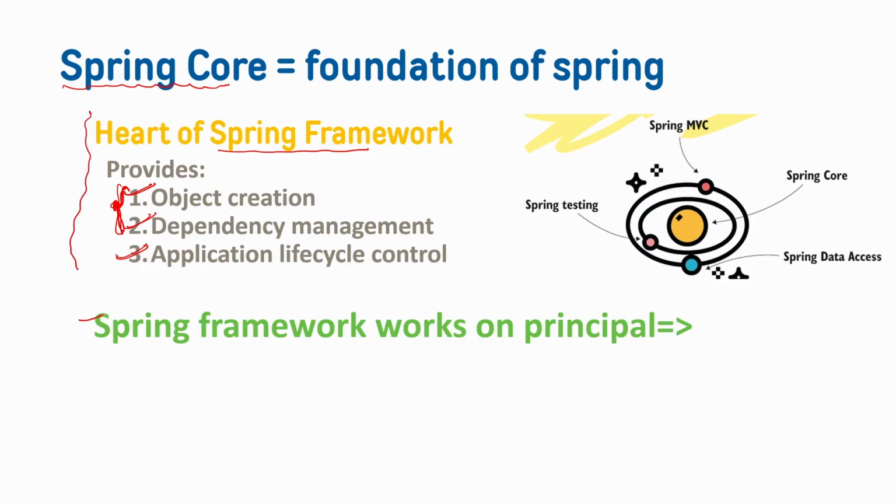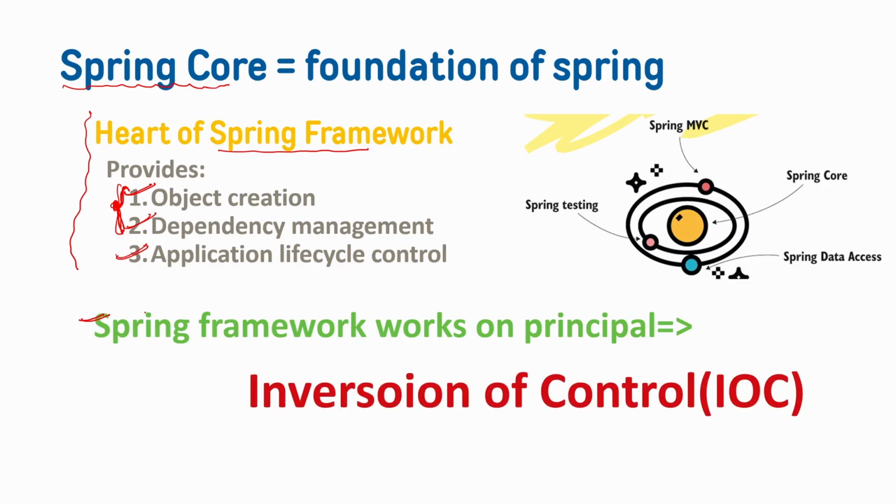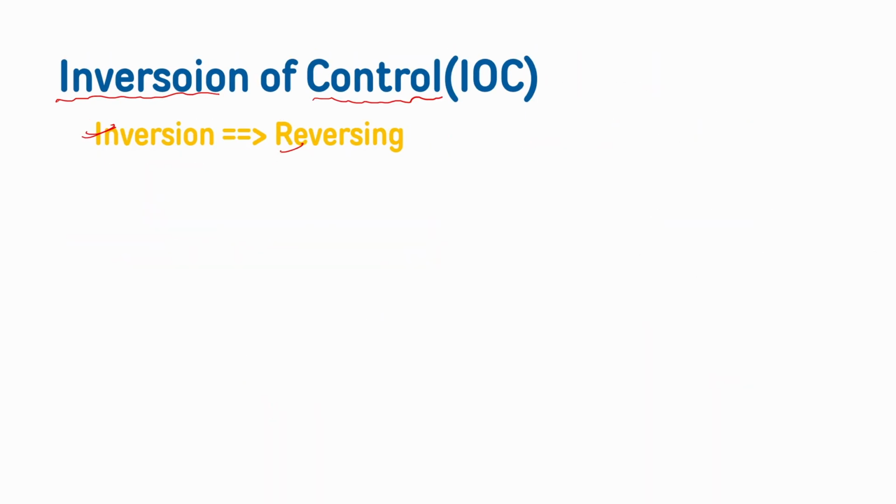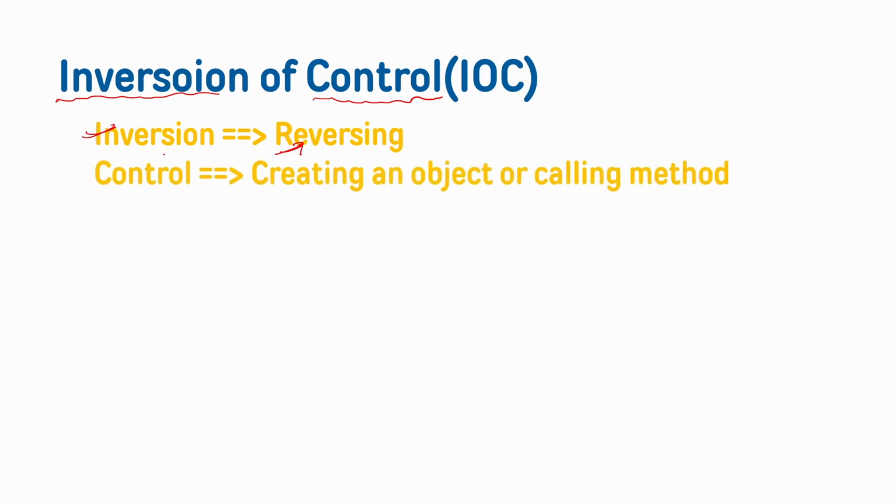Now, the Spring framework works on the principle of inversion of control. Now you will be thinking, what is inversion of control? Let's see the meaning of inversion. Inversion means reversing something. And what is the control here? Control means creating an object or calling a method. So inversion of control means we are reversing the process of creating an object or calling a method.